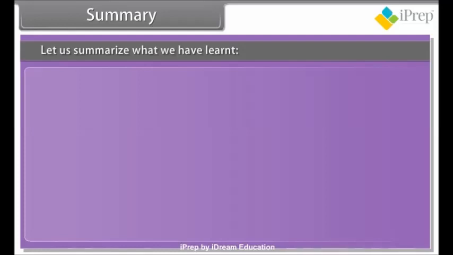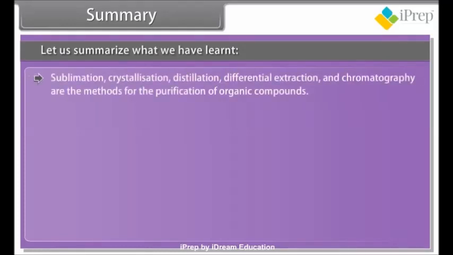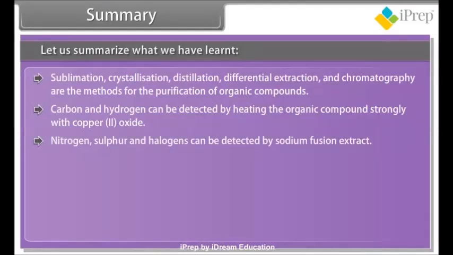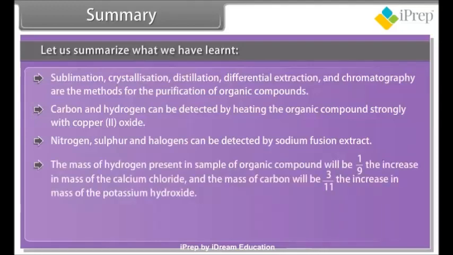Summary. Let us summarize what we have learnt. Sublimation, crystallization, distillation, differential extraction, and chromatography are the methods for the purification of organic compounds. Carbon and hydrogen can be detected by heating the organic compound strongly with copper-2 oxide. Nitrogen, sulfur, and halogens can be detected by sodium fusion extract. The mass of hydrogen present in a sample of organic compound will be 1/9 the increase in the mass of calcium chloride, and the mass of carbon will be 3/11 the increase in mass of the potassium hydroxide.